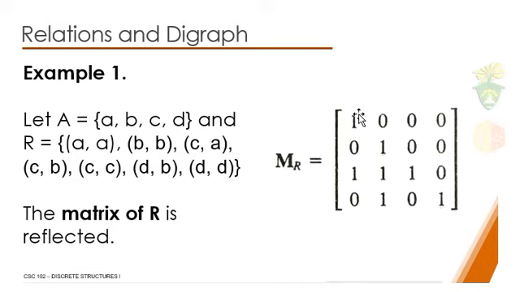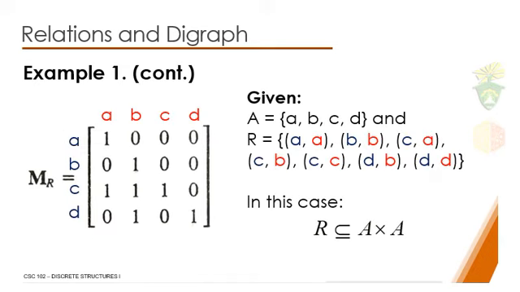Let's simplify. Imagine that your matrix has labels on top. Where do A, B, C, and D come from? They come from your given set. So this is your range, and this is your domain. The blue ones are your domain. The red ones are your range.